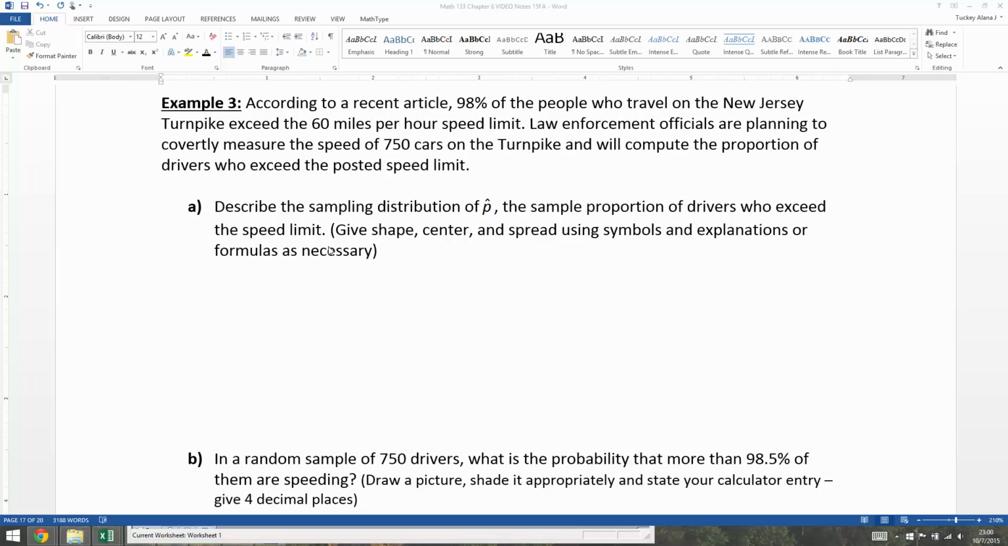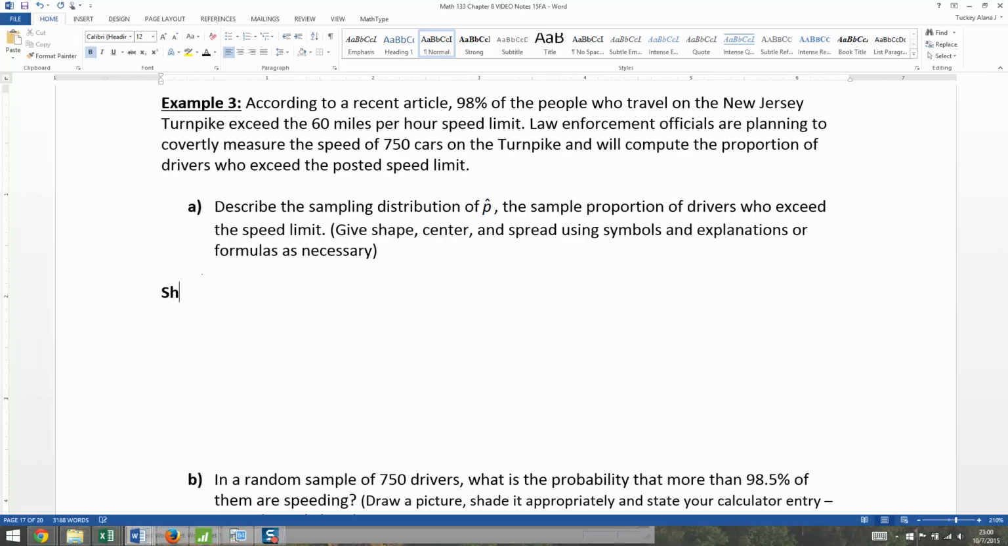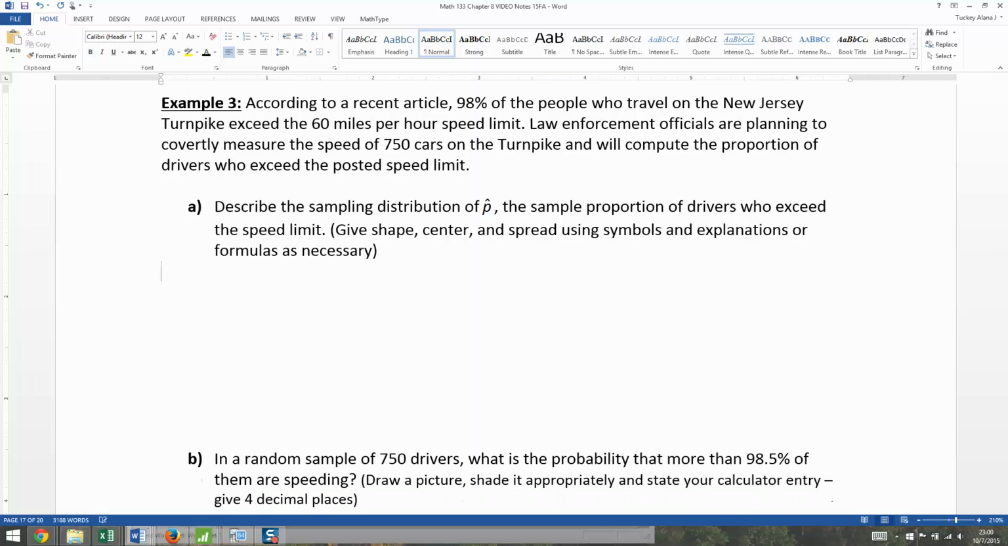Okay. So we're going to describe the sampling distribution of p hat, the sample proportion of drivers who exceed the speed limit. We're going to give shape, center, spread, symbols, explanations, everything. All right, so let's look back at the central limit theorem. The first thing is, let's note the conditions are met.